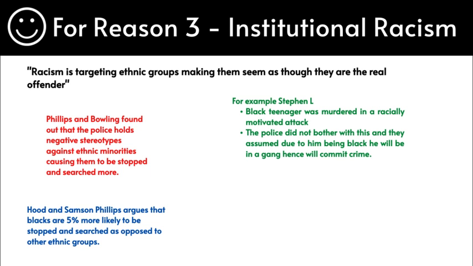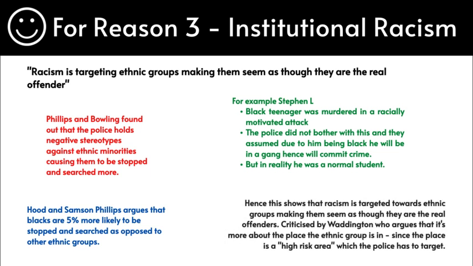This was the police's set ideology because the police stereotyped against ethnic minorities. In this case, the ethnic group that they stereotyped against was the Black ethnic minority group. But in reality, he was a normal student. He did not do anything wrong. He was just part of this racially motivated attack. As a result, he got murdered. He lost his life. Hence, this clearly shows that racism is targeted towards ethnic groups, making them feel as though they're the real offenders. Hence, this proves the statement.